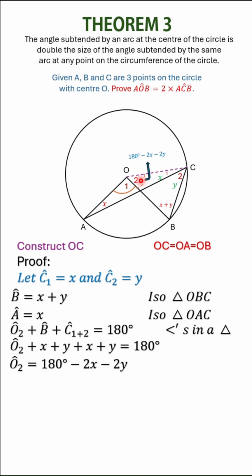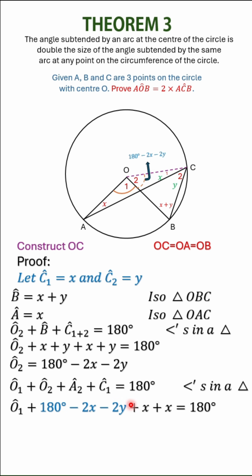So now that we have the O2, we can now find the O1 by using the sum of angles in the triangle that is OAC. So now the sum of the angles will simplify them and get the value of the O1. So we get the value of the O1 to be 2y. So therefore, if the angle of O1 is 2y, that will therefore mean the angle at the center is 2 times the angle at the circumference.